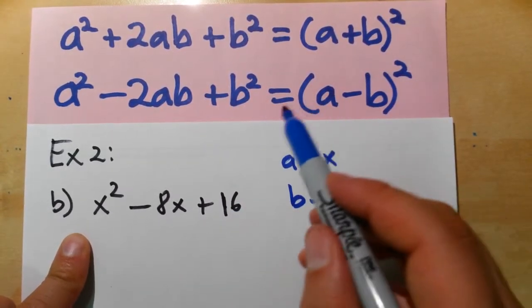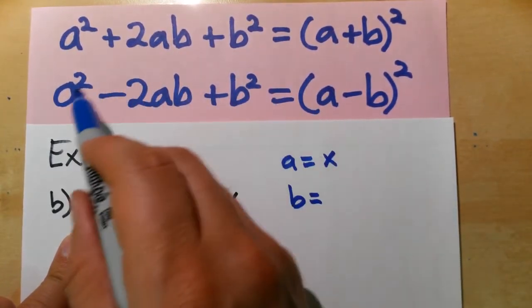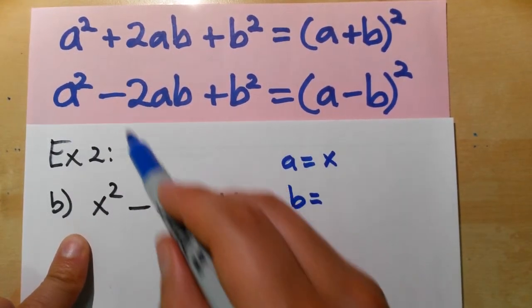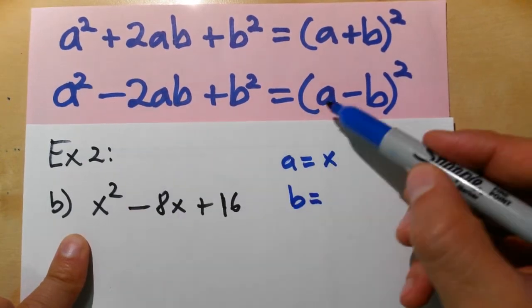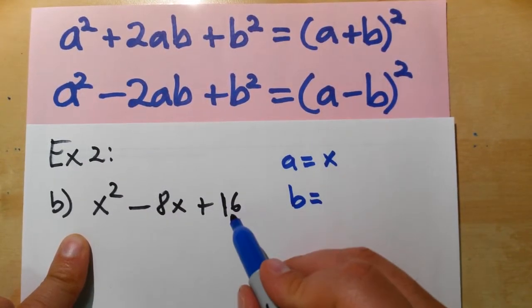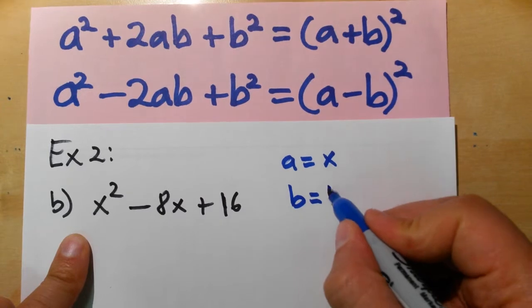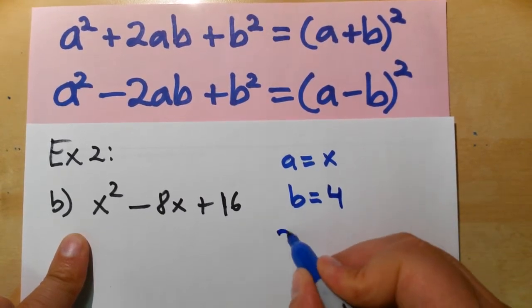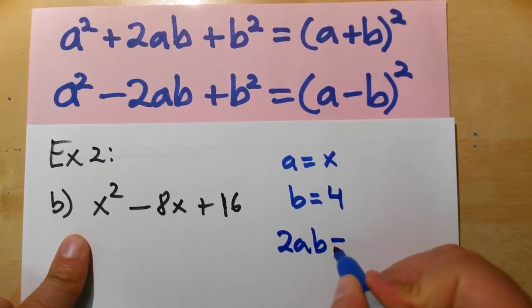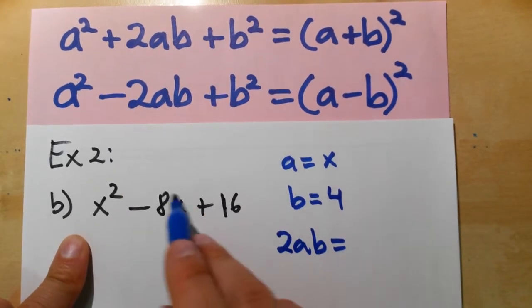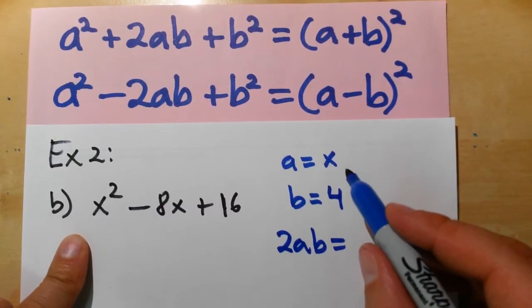So we expect, if it's a perfect square trinomial, we suspect that it will be this pattern because there's a minus here, right? The second one. So let's look at 16, okay? So b is 4, right? Now let's investigate this. 2ab, right? Which would be the middle term. This is our middle term. Let's see if we get that, right?